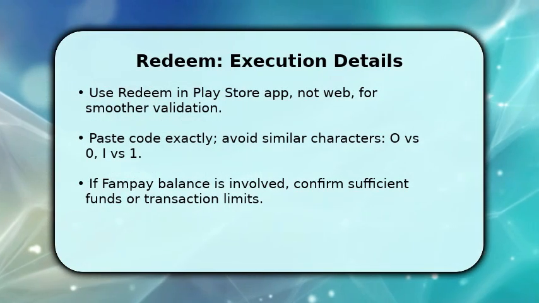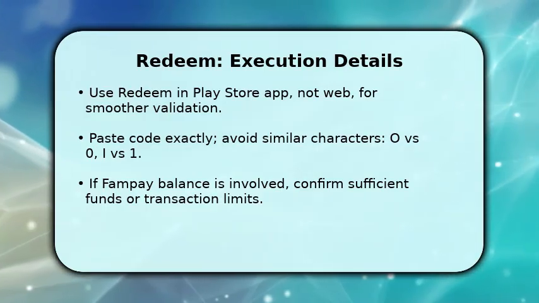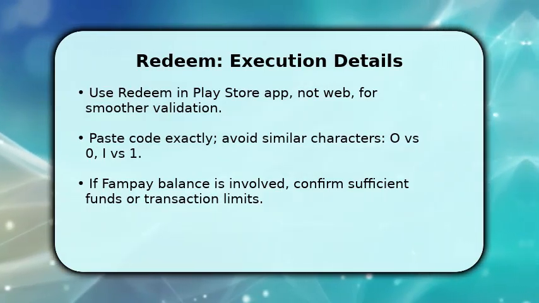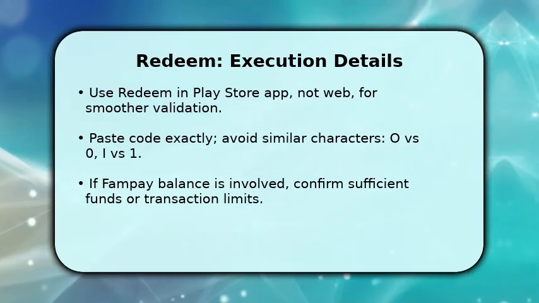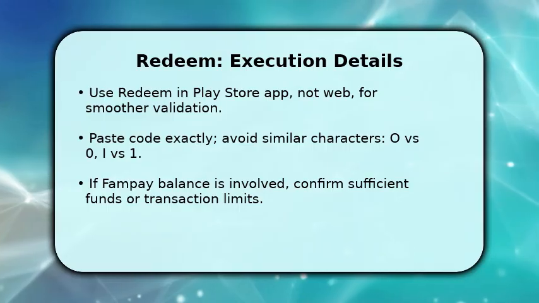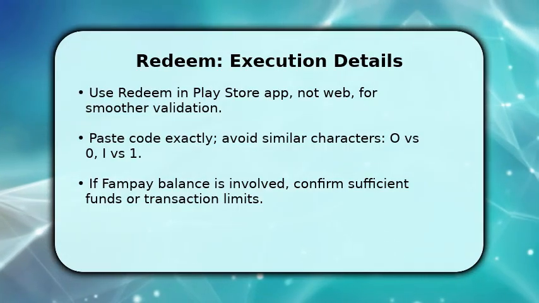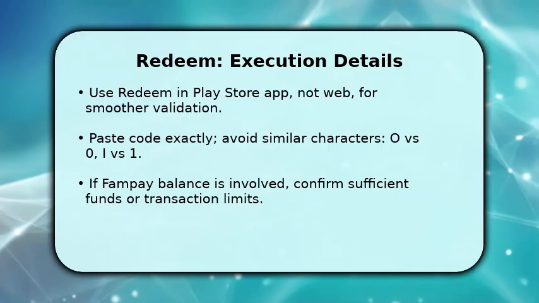Now perform the critical steps to redeem. Open Play Store, tap your profile, choose Payments and Subscriptions, then Redeem Code. Paste the code from Fampay, double-check characters. Letters like O can look like 0. If prompted for payment method, select Fampay linked option or add a backup card. This avoids partial charge failures.